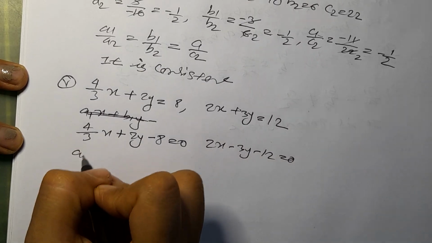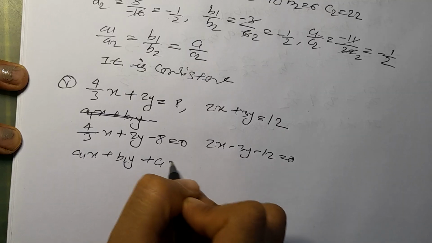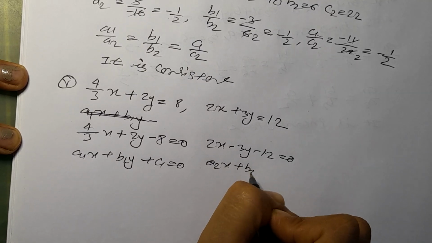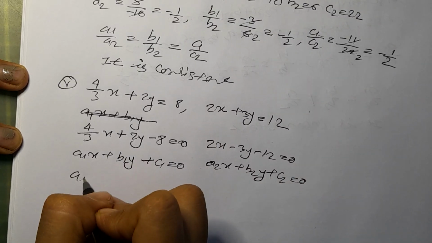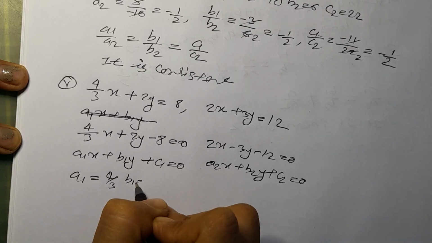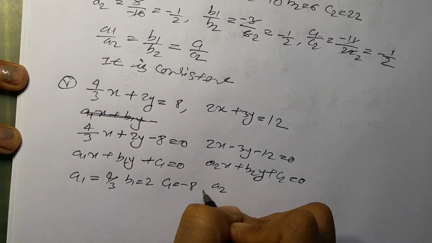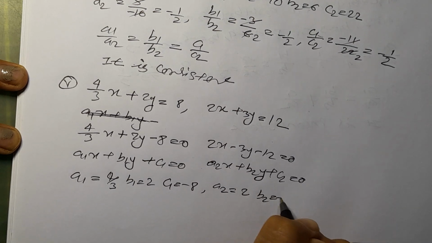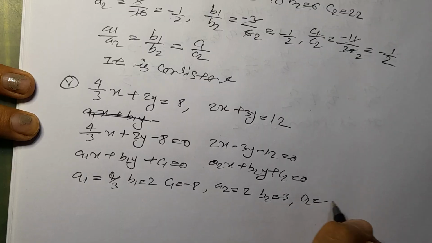Compare with the equation a1x plus b1y plus c1 equal to 0, that is a2x plus b2y plus c2 equal to 0. So a1 is equal to 4 by 3. b1 is equal to 2 and c1 is equal to minus 8. Here a2 is equal to 2, b2 is equal to minus 3 and c2 is equal to minus 12.